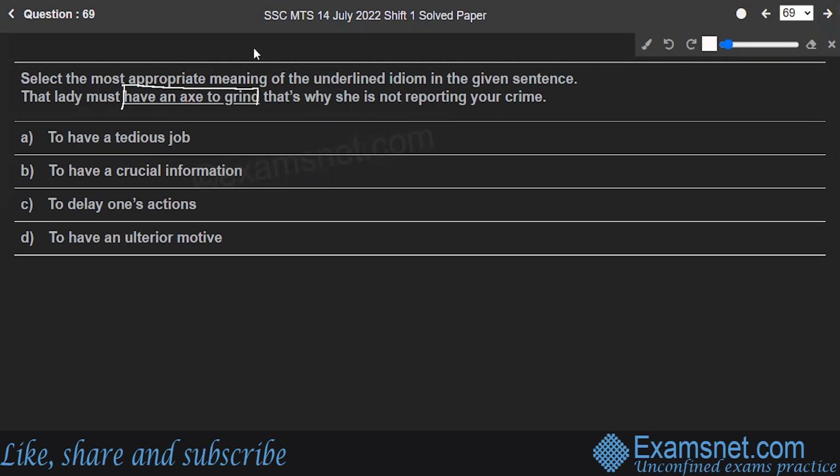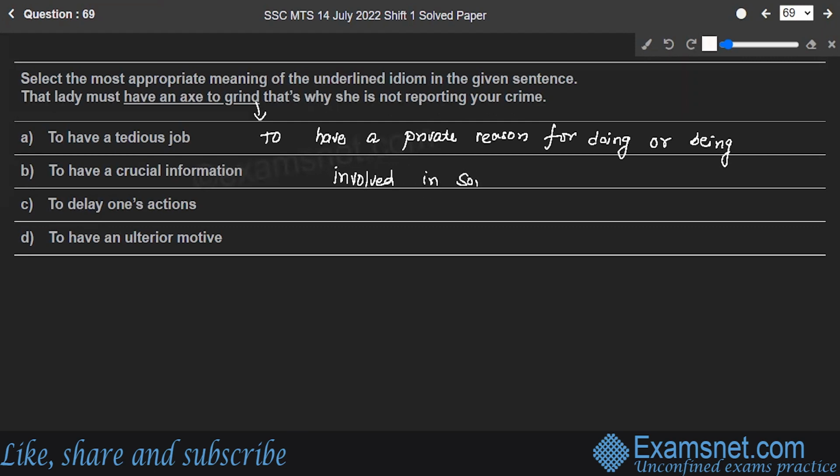So, have an axe to grind means to have a tedious job, to have a crucial information, to delay actions, or to have an ulterior motive. See, to have an axe to grind is an idiomatic phrase which means to have a private reason for doing or being involved in something.